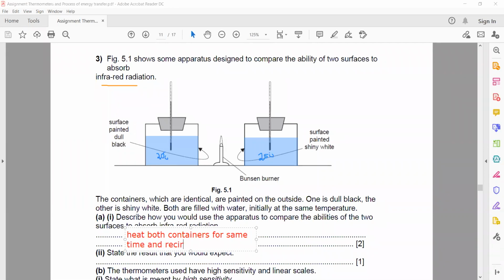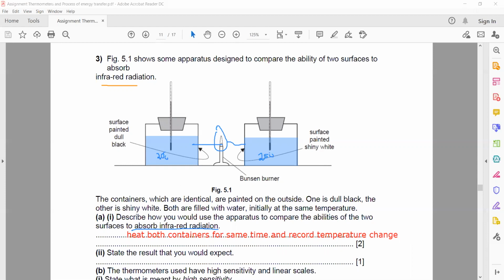and record the temperature change, so that we can compare them. Yes, for radiation use a heat source, the same type of heat. Here we already have this heat source, a burner. So use heat from the burner and record the temperature change for both containers.